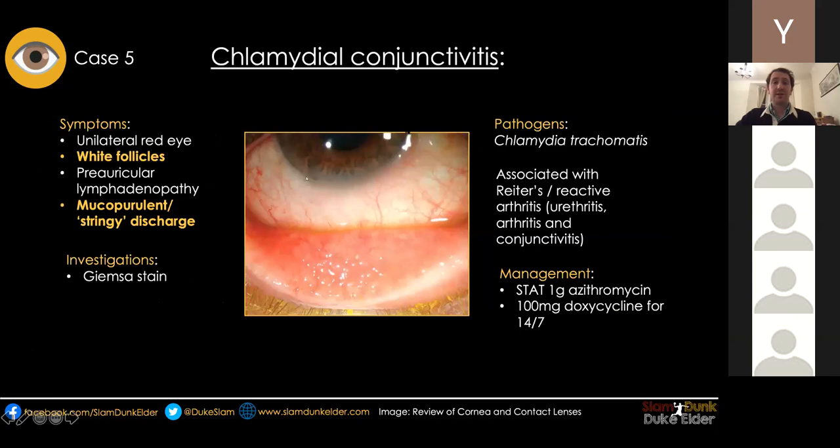And so I think this is my final conjunctivitis. This is chlamydial conjunctivitis. It's unilateral, you also get lymphadenopathy here, but you get a sort of stringy discharge and the white follicles. You can see some follicles here, and you wouldn't necessarily see those with the other types of conjunctivitis. And this is associated with Reiter's or reactive arthritis.